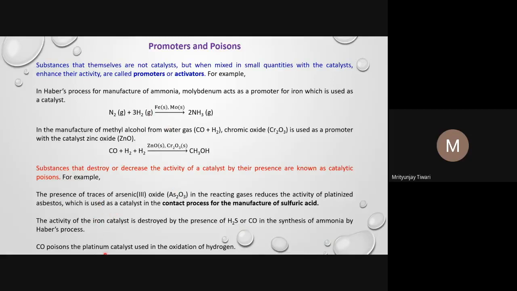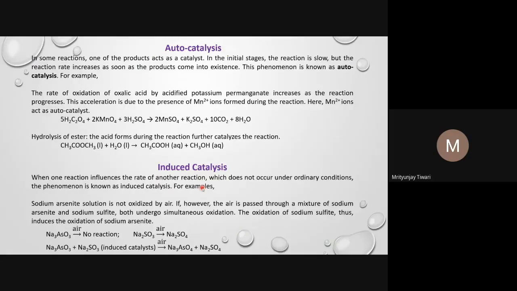for this process. And carbon monoxide poisons the platinum catalyst used in the oxidation of hydrogen. So hydrogen reacts with oxygen to form water, and the catalyst we may use is platinum, but that platinum catalyst is poisoned by the presence of carbon monoxide gas.